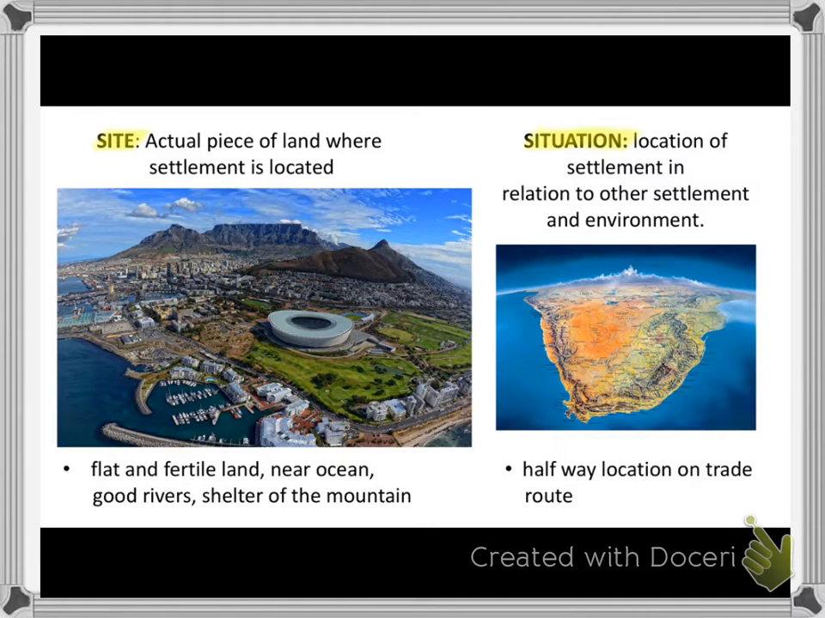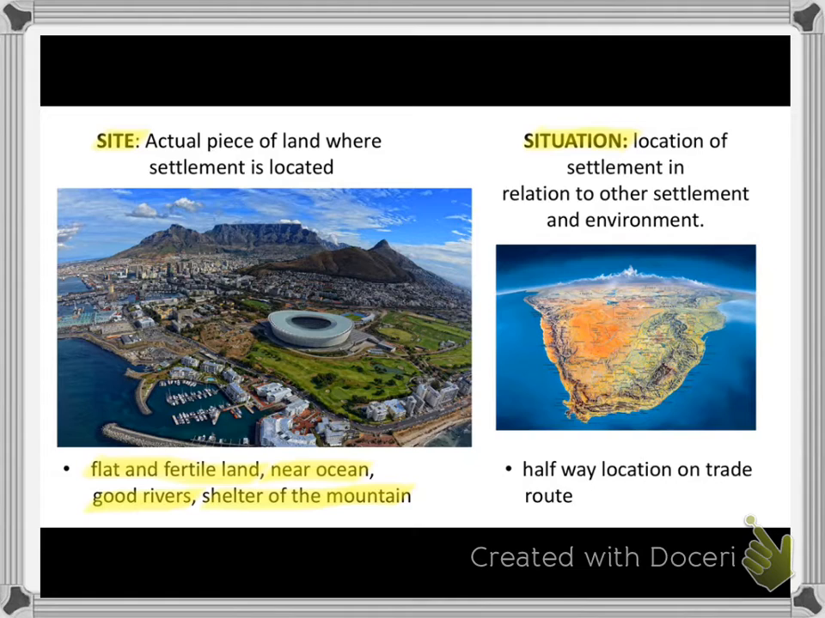They give an example at the bottom, which is really good. It's flat and fertile land, that's really important. Near the ocean, maybe not as important, but there needs to be some type of water source, so good rivers, always flowing, which we call perennial rivers. And then shelter from the mountains. Back in the day, the mountain could have been protection, so you could see other people coming that might want to attack you. But mountains can also form a source of protection against wind.